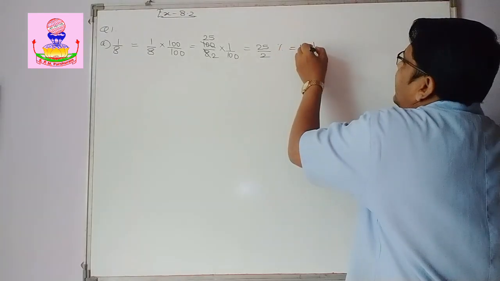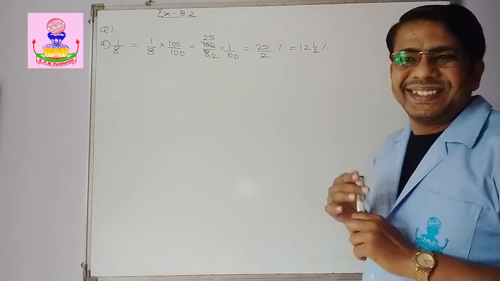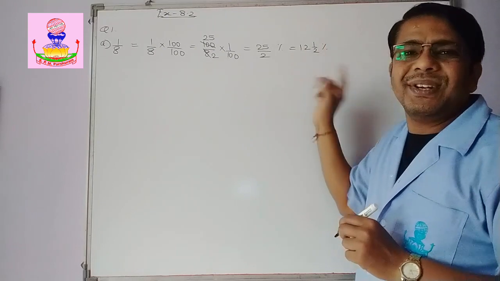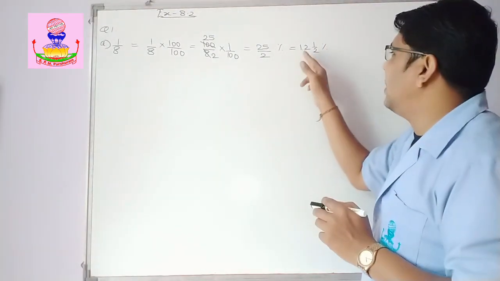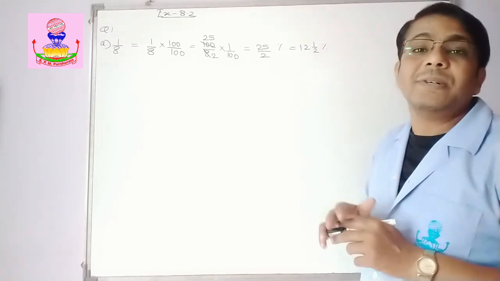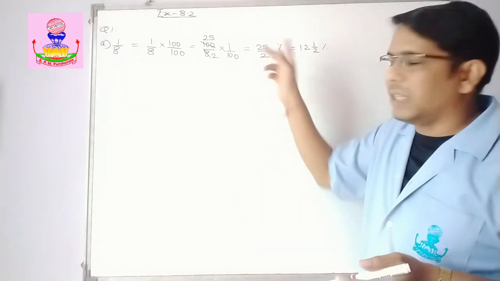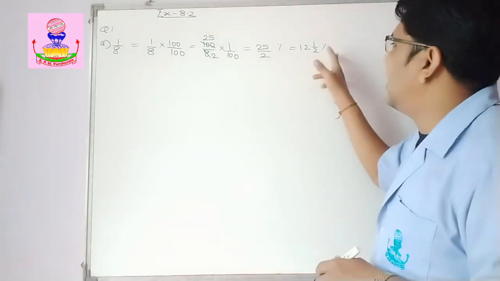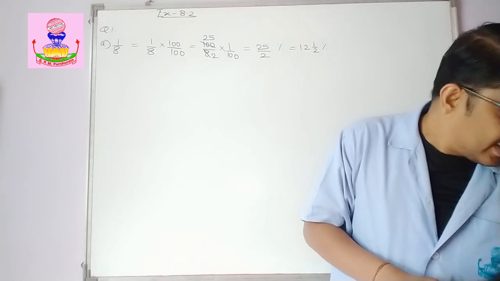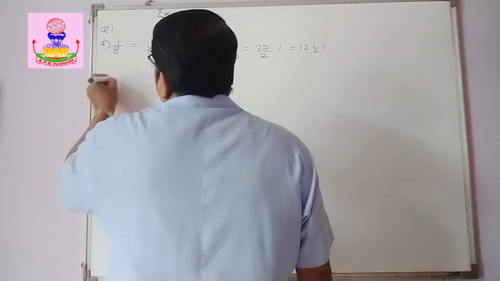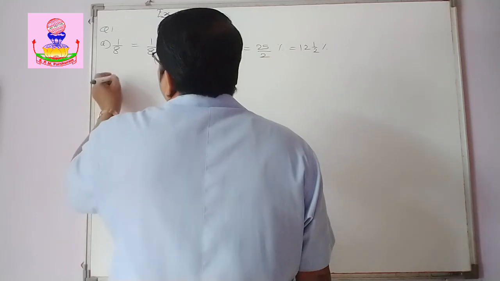Now 25 upon 2 means 12.5%. Okay, you can check it. 12 twos are 24 plus 1, 25. So 25 upon 2%, I can write it as 12.5% or 12.5% if I go for the decimal fraction. It depends. Okay, so 12.5%. Then next example, C, 3 upon 40.